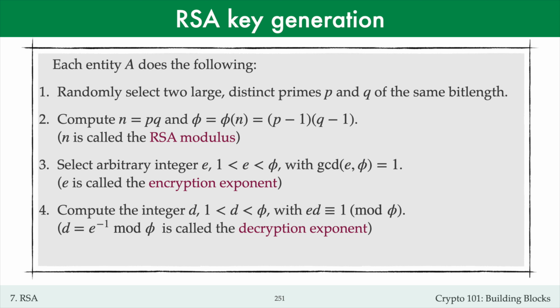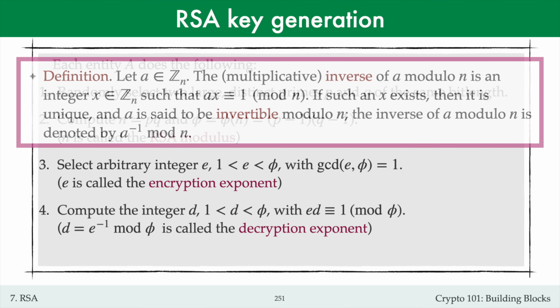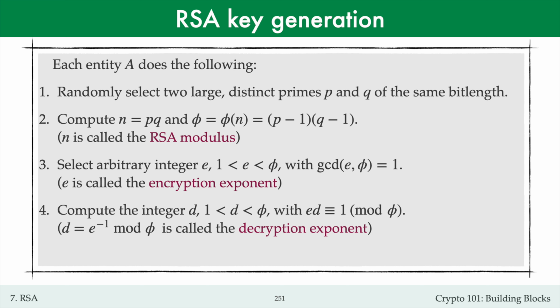She then computes the integer d between 1 and phi, such that e times d is congruent to 1 modulo phi. In other words, d is the inverse of e modulo phi. Such a d exists because e and phi are relatively prime. Moreover, d can be efficiently computed using the extended Euclidean algorithm. Alice's public key is the pair of integers n and e, whereas her private key is the integer d. We'll call n the RSA modulus, e the encryption exponent, and d the decryption exponent.